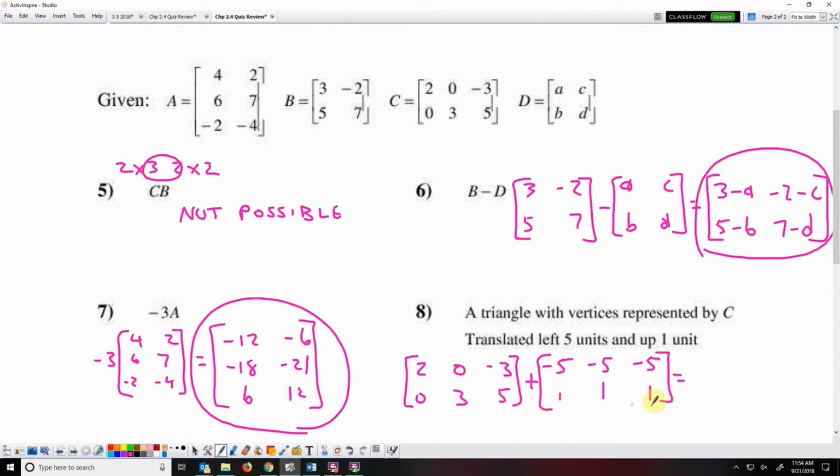Okay, so that gives us negative 3, negative 5, and negative 8. And then the bottom is 1, 4, 6. So the new coordinates are negative 3, 1, negative 5, 4, and negative 8, 6.